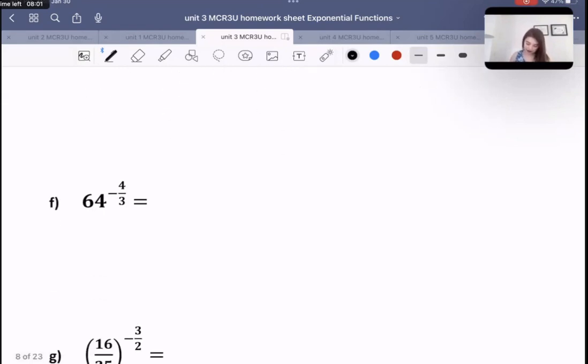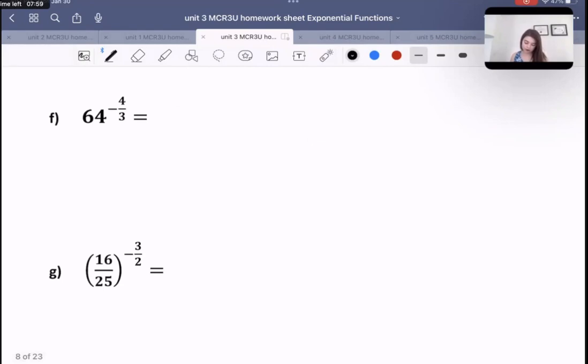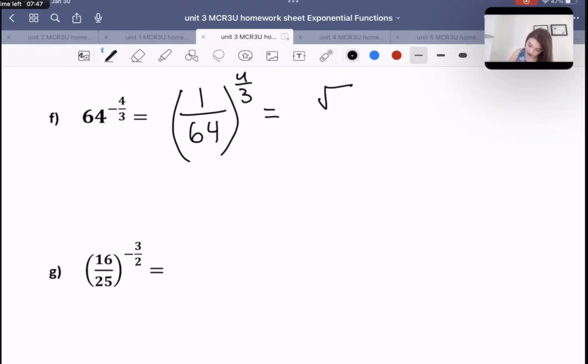All right, let's try this one, negative 4 over 3, with 64 as our base. So I see a negative, so same thing as before, I'm going to flip it. So 1 over 64 to the power of 4 over 3. Well, that's the same as the cube root of 1 over the cube root of 64, and all of that to the power of 4.